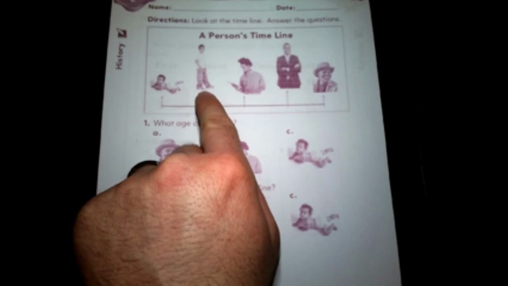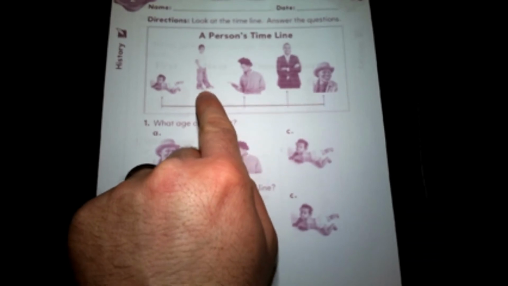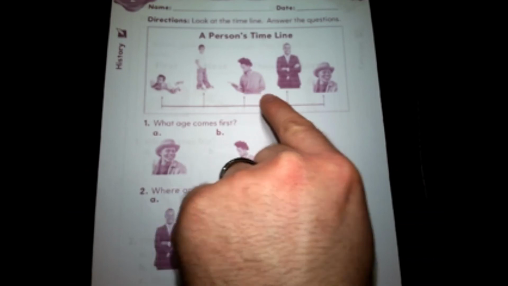Okay, worksheet number 2. We are looking at a person's timeline. Now, if you'll notice, a person starts out as a cute little baby. Yay, it's a baby. And then it turns into this little guy right here, probably about your size, okay? And then it turns into a young man right here. And then this person's timeline, they turn into an adult.